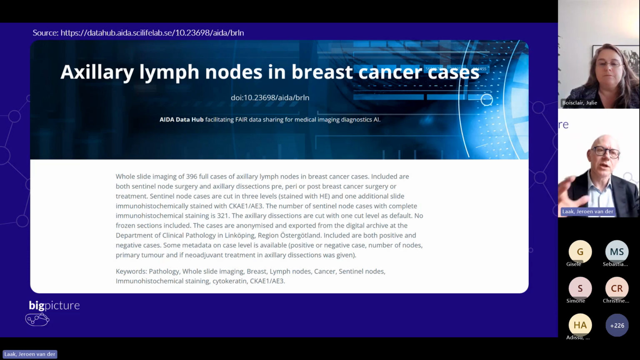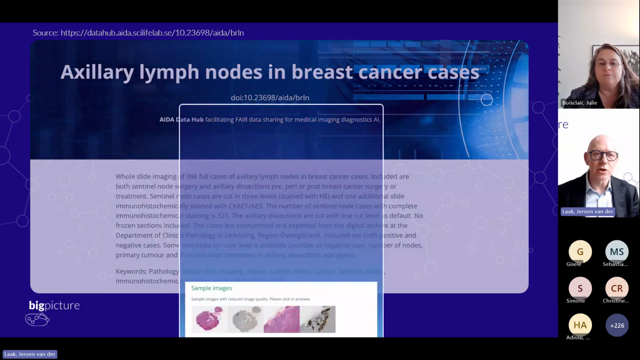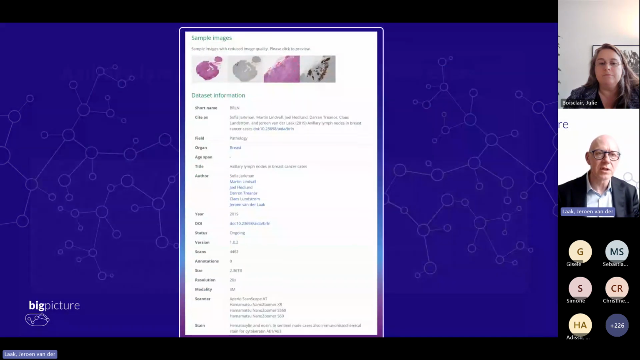So Bigpicture will contain data organized in data sets. And this page describes nicely in text, but also in a number of predefined fields, exactly what is in that data set. So how many cases, how was it collected, what are the inclusion criteria. So this helps you to find the data. Now, of course, another way of finding the data is going to the Bigpicture portal and just using the search engine, which is under construction. So you can also search the repository directly.